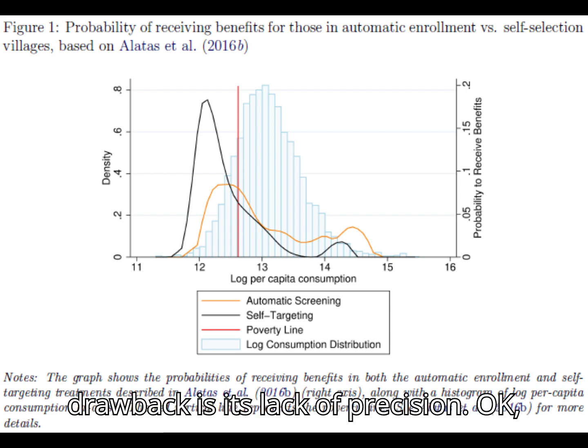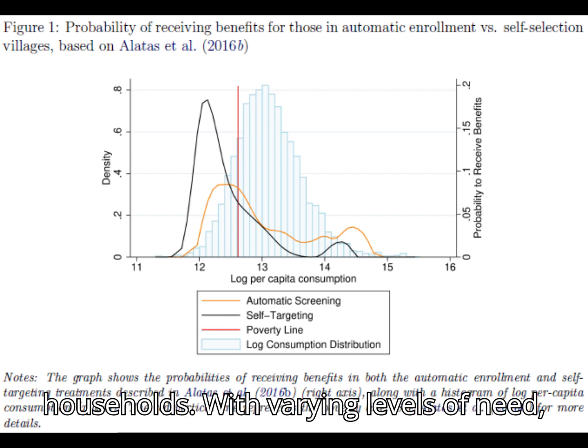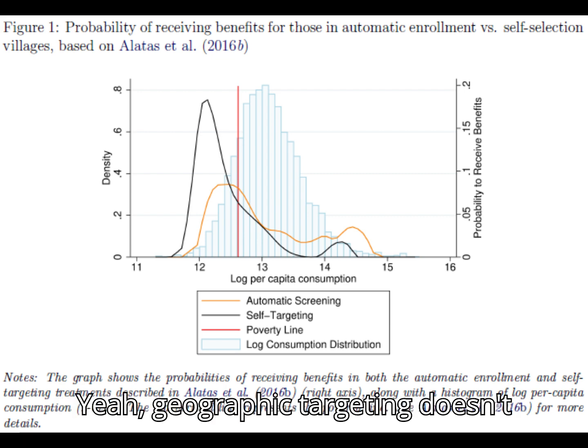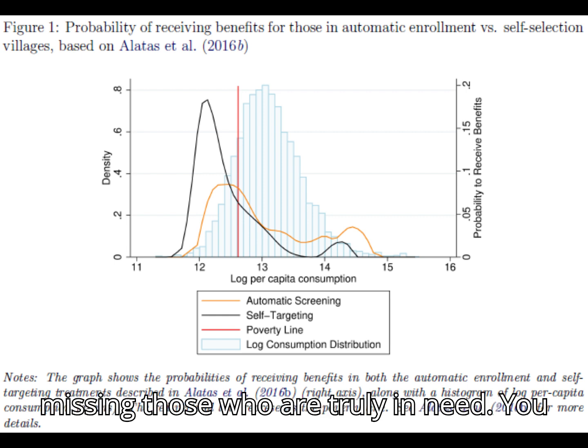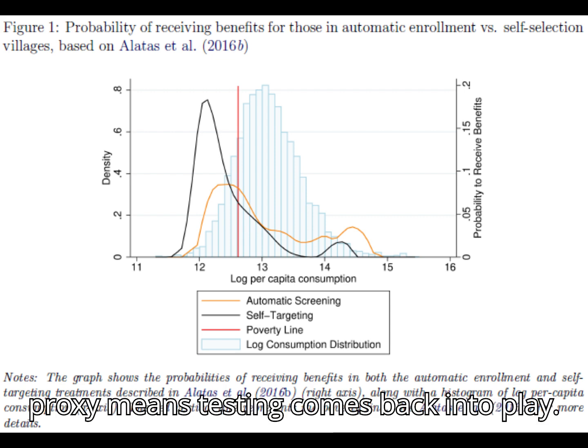Absolutely. The main drawback is its lack of precision. Even within a poor region, you'll have households with varying levels of need. Some might be relatively well off, while others are struggling to survive. Geographic targeting doesn't capture those nuances. So you risk missing those who are truly in need, while potentially helping those who are less so. Exactly. And that's where proxy means testing comes back into play.